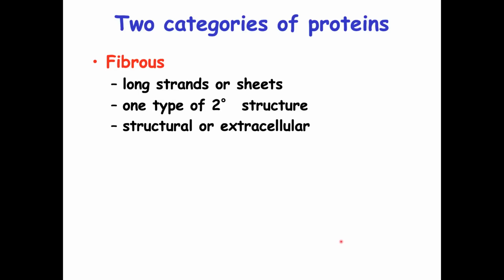So when we're looking at tertiary and quaternary structures, we're going to talk about 2 types of proteins that are classified on the basis of their conformation. First we have fibrous proteins. These are found in long strands or sheets. They typically have one type of secondary structure, so they're all alpha helices or all beta sheets. And they tend to be structural or extracellular.